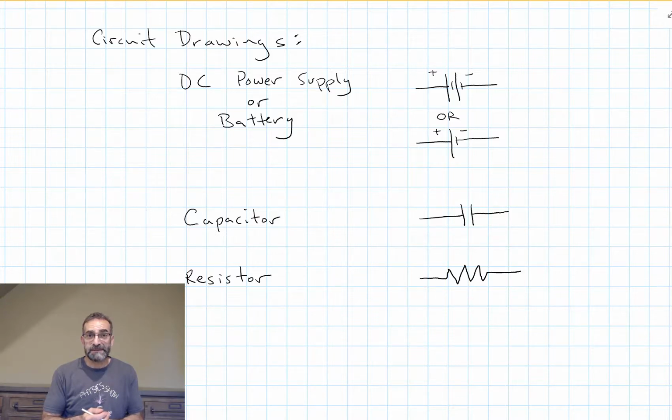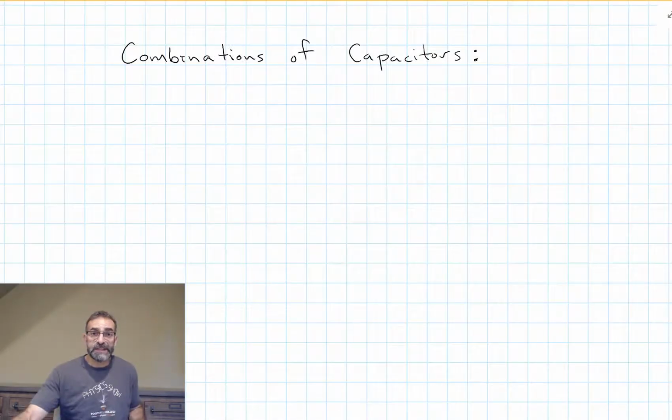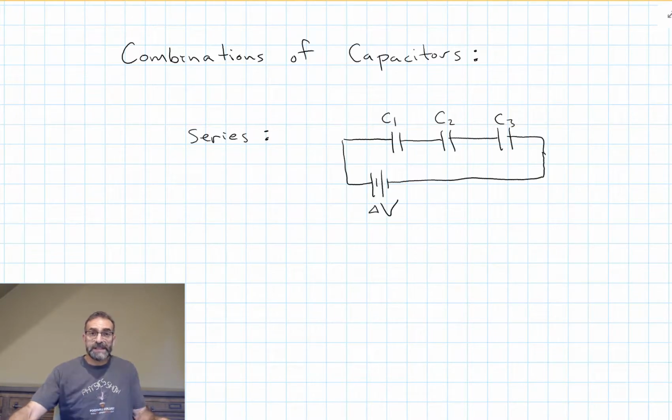Quite often in our circuits, we have more than one capacitor. So it's important to understand how to deal with combinations of capacitors. Two common ways to hook up electrical devices is what's called series and parallel. Capacitors in series would look something like this. You can see these three capacitors, C1, C2, and C3, are all hooked up in a line together. This is called a series circuit.